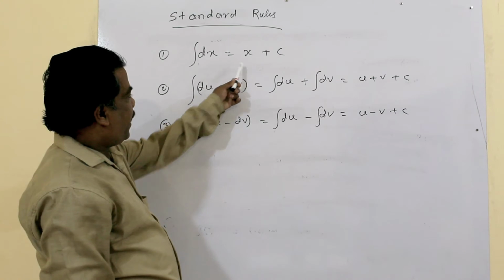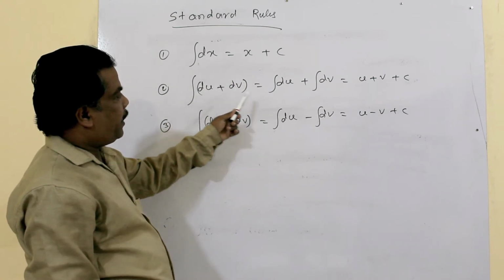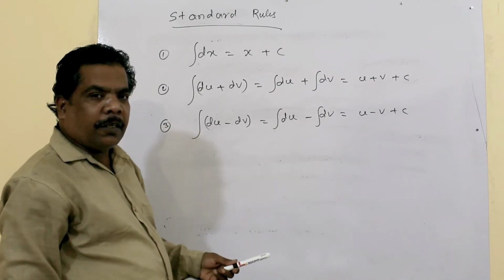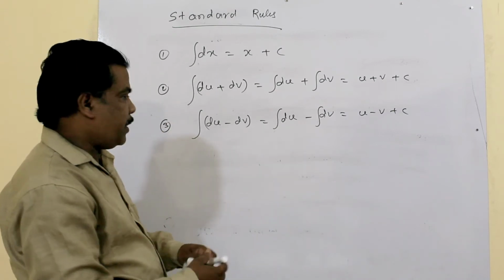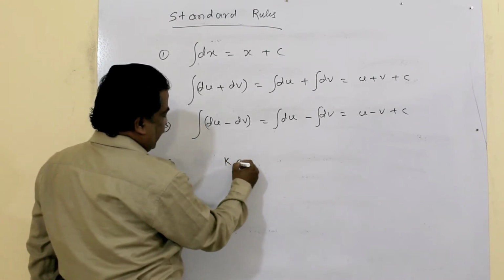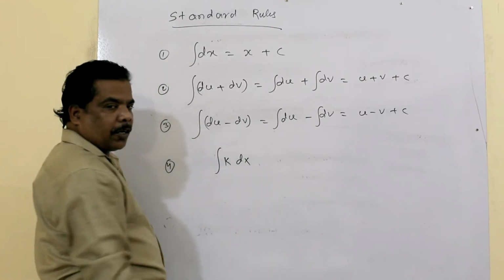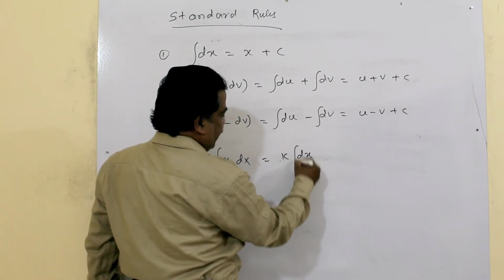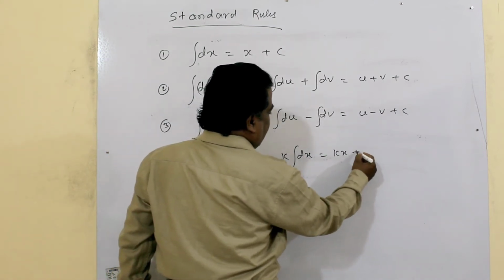Integral of dx is x, integral of du plus dv is u plus v plus c, integral of du minus dv is u minus v plus c. Number 4, integral of k dx. If k is a constant, that is equal to k into integral of dx, which is kx plus c.